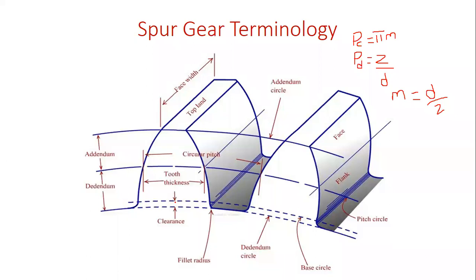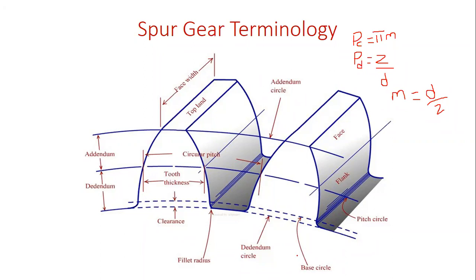The next one is pitch point. The pitch point is the point of contact of two mating gears' pitch circles. This is the pitch circle, and this is the pitch circle of the other gear which is going to be meshing. That point is called the pitch point. The point of contact of two mating gears' pitch circles is known as the pitch point.